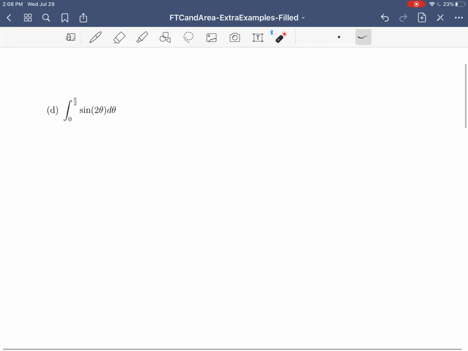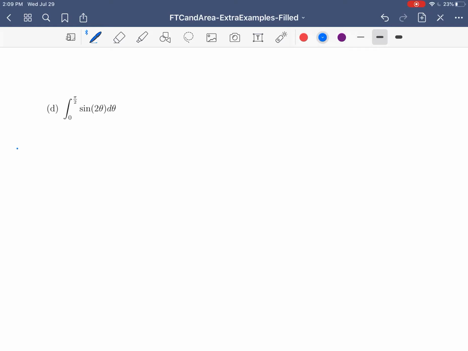So here, you might know the antiderivative. I'm not sure. Or you might want to use substitution. So I'm going to use substitution just for practice. Let's say I let u be the inside of the sine, so 2 theta. That means that du is equal to 2, the derivative of that, times d theta. And I have a d theta, so I'm going to move the 2 over. So 1/2 du is equal to d theta.